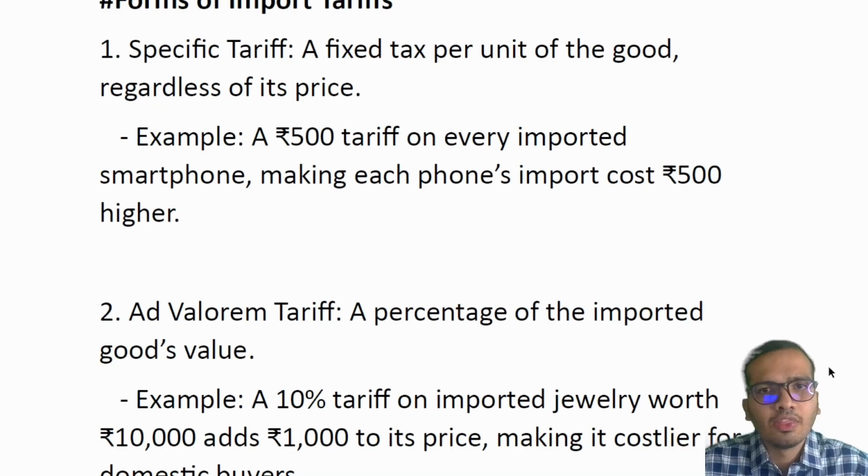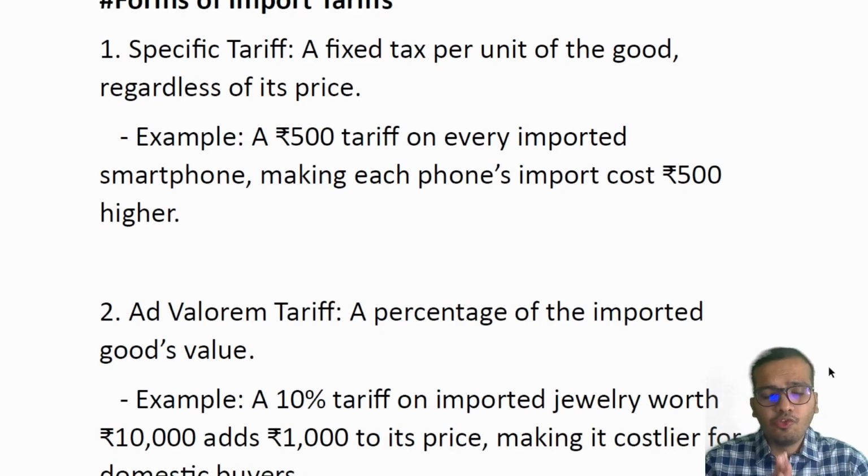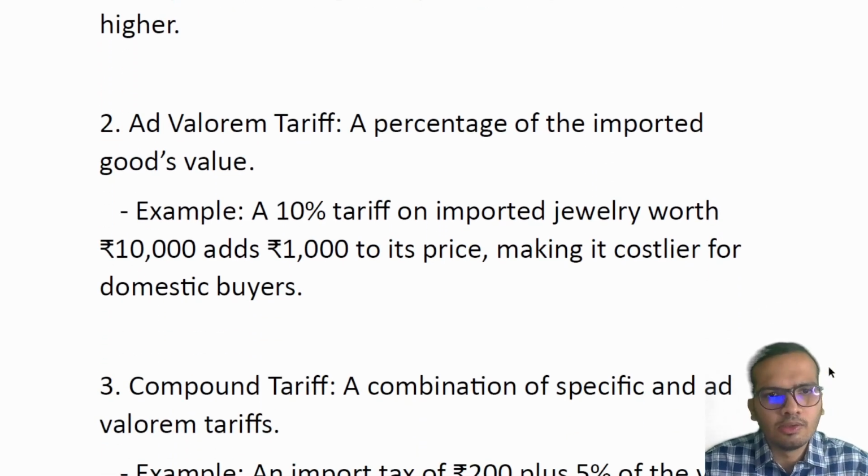First is specific tariff. A fixed tax per unit of the good regardless of the price. Example, a rupees 500 tariff on every imported smartphone, making each phone's import cost rupees 500 higher. So a fixed one.